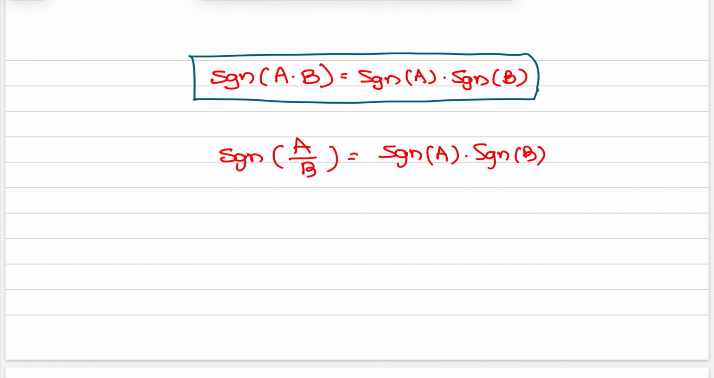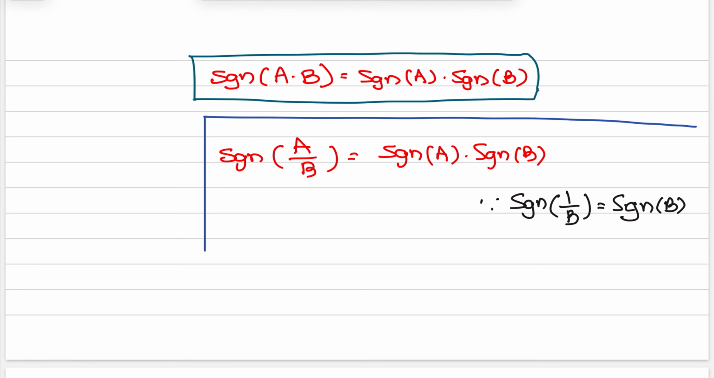Because signum 1 by B is equal to signum B only. You please try to understand this. It's very, very important. These two are very important. Why it is so? That is homework for you.